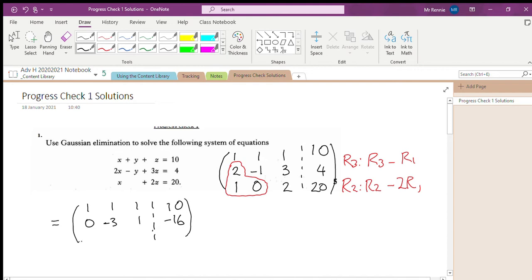Right, row 3 is a bit nicer actually, it's just row 3 take away row 1. So 1 take away 1 is 0, that's good, got a 0 there. 0 take away 1 is negative 1. 2 take away 1 is 1. And 20 take away 10 is 10. So that is now my new matrix.